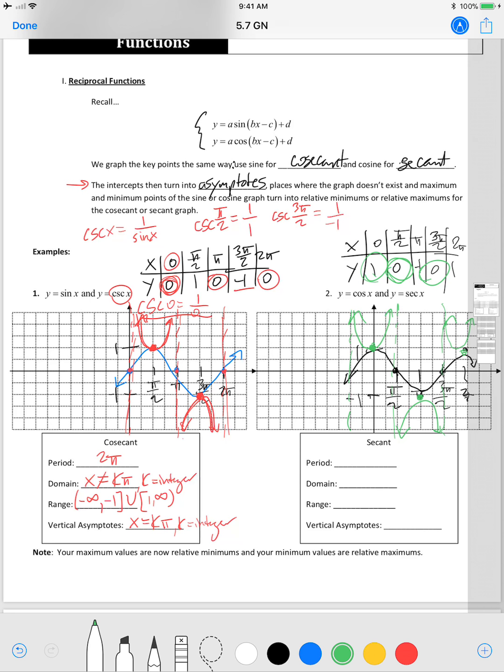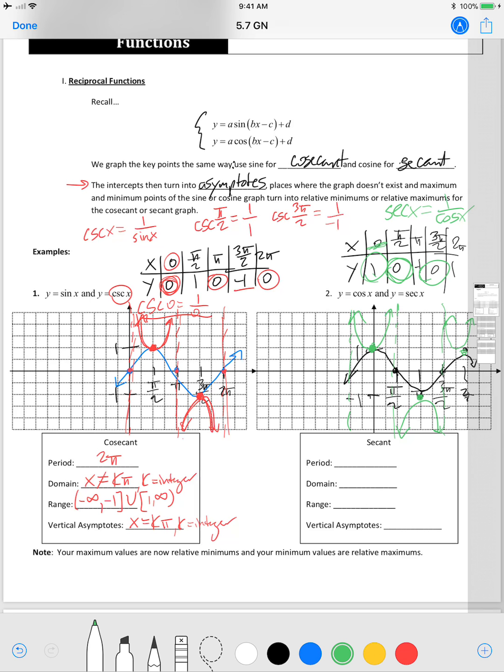Going ahead and pause. If you need to jot down some more questions, that's fine. I know this is kind of a weird looking graph. I think these are super cool. But we're getting all of this from the fact that the secant of x equals 1 over the cosine. So if I want to know the secant of 0, that's 1 over the cosine of 0, which is 1, right here.